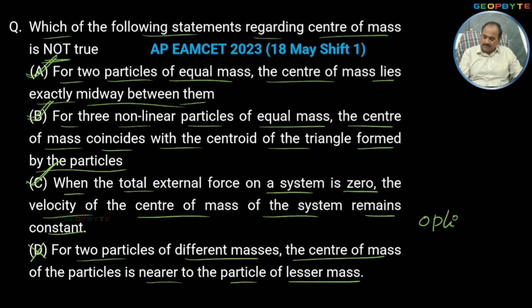Therefore, option D is our option. Option D is correct. Understood clearly? Option D is correct because that is the incorrect statement. Okay? Yes. Similarly, let us take another important problem.